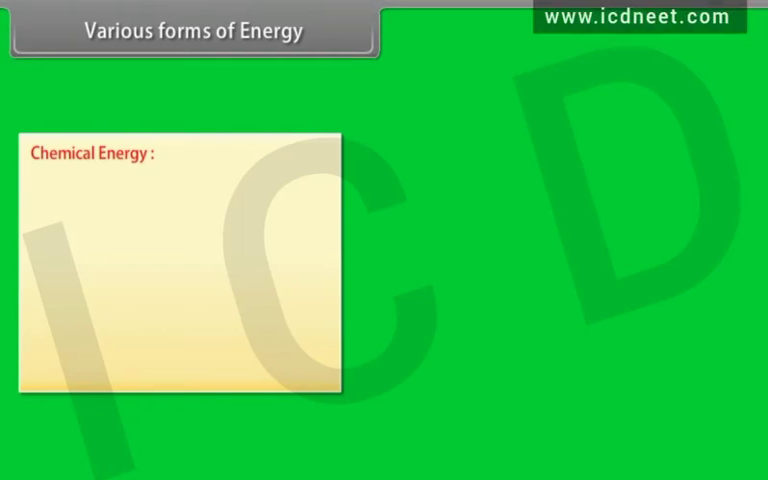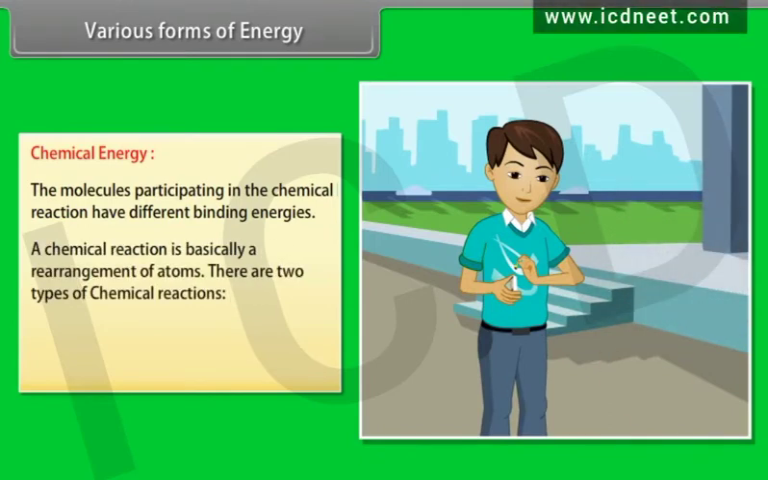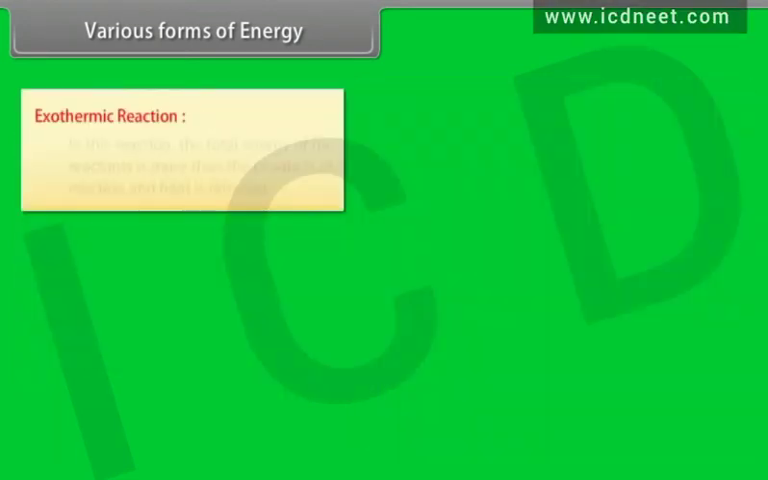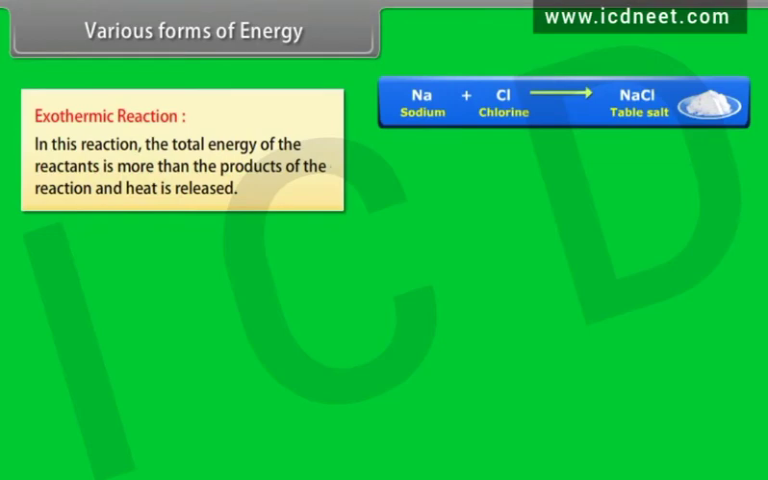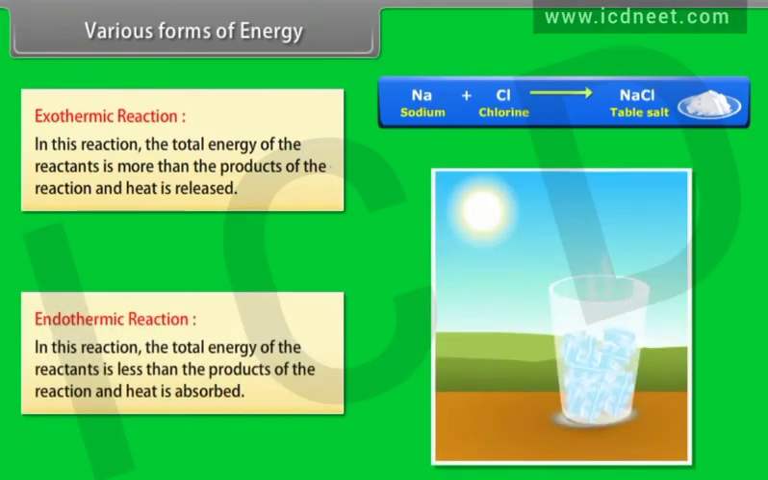Chemical energy. It arises from the fact that the molecules participating in a chemical reaction have different binding energies. A chemical reaction is basically a rearrangement of atoms. There are two types of chemical reactions. Number 1, exothermic reaction, and number 2, endothermic reaction. Exothermic reaction. In this reaction, the total energy of the reactants is more than that of the products of the reaction and heat is released. Endothermic reaction. In this reaction, the total energy of the reactants is less than that of the products of the reaction and heat is absorbed.